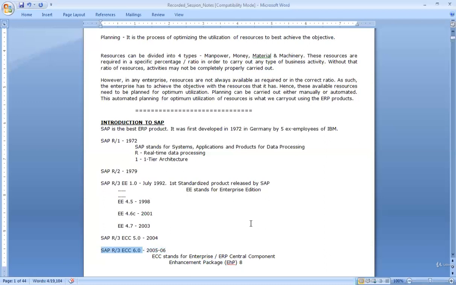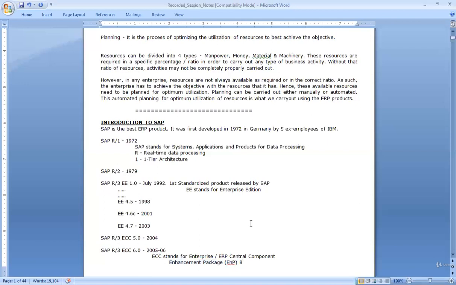So wherever there was an improvement in a business process, or a new business process was added or modified, SAP uses the enhancement package route to add those changes into the product. So from 2008 till now, there have been 8 enhancement packages released. The eighth one was released last year, that is 2017, around April, May.